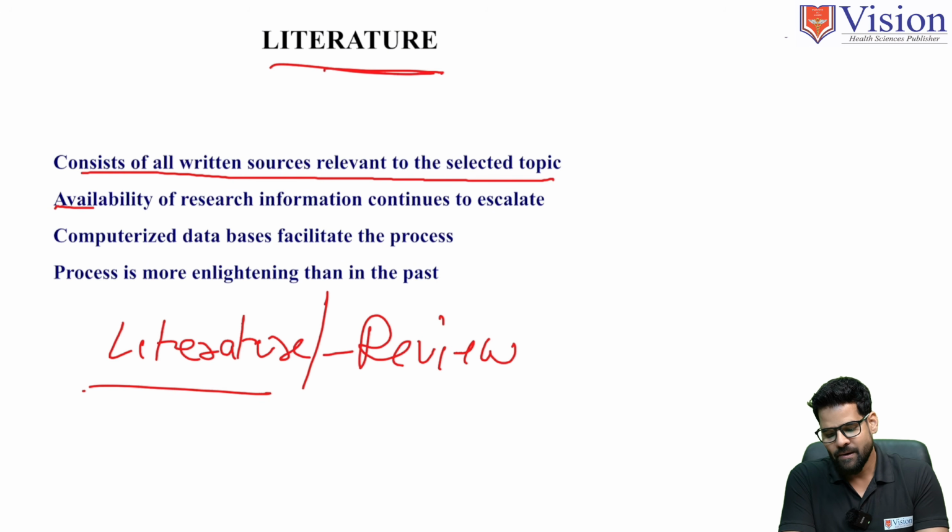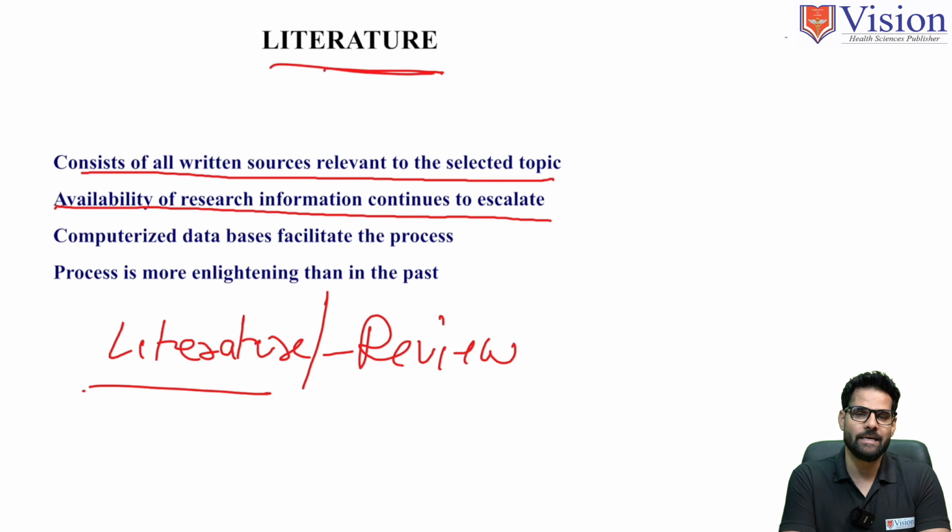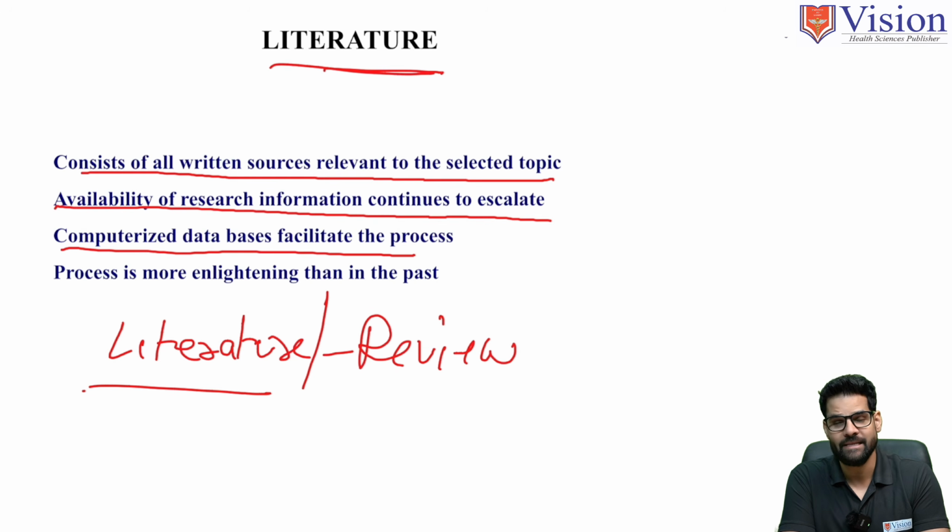Now, the availability of research information continues to escalate, that we all know. And these days we have computerized database facilities and processes, which have made things easier. There was a time when you had to explore the existing body of knowledge or literature by visiting various libraries, and you used to spend a lot of time finding journals. But now most things are available online. So while sitting in your own room, with good internet access and a few subscriptions to these online databases, it becomes very easy for you. So this process is more enlightened than in the past for that reason.